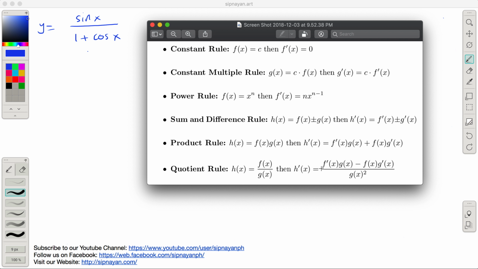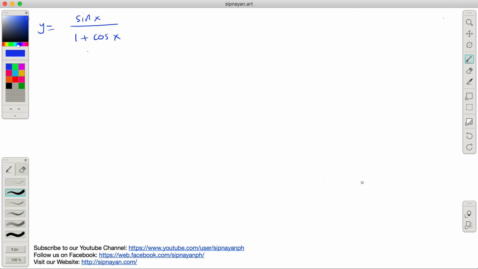So ang quotient rule, sinasabi niya you get the derivative of f of x, yung function natin sa numerator, tapos multiply by g of x, and then minus f of x, and then get the derivative of g of x, and then all over g of x quantity squared. Or g of x squared.